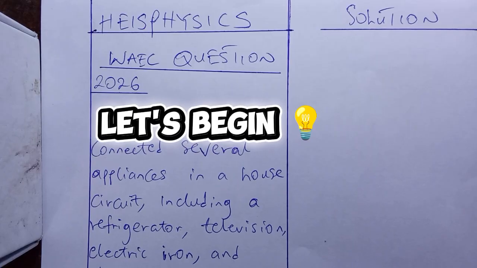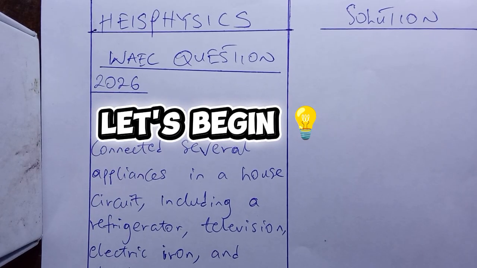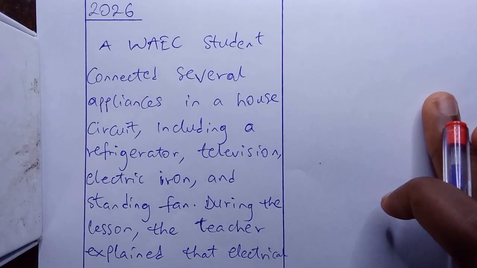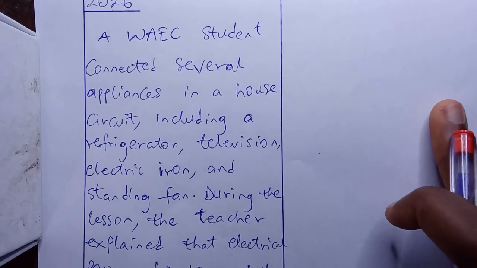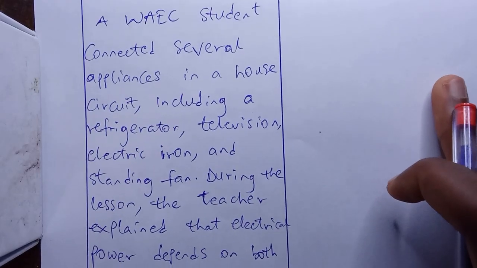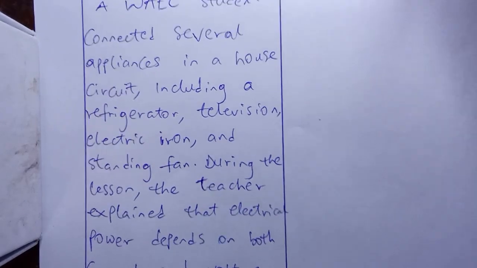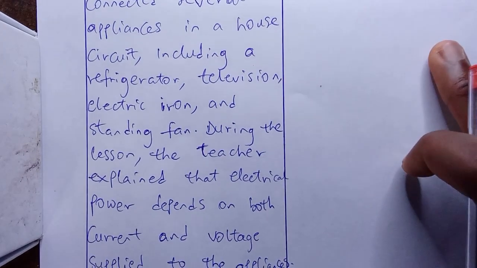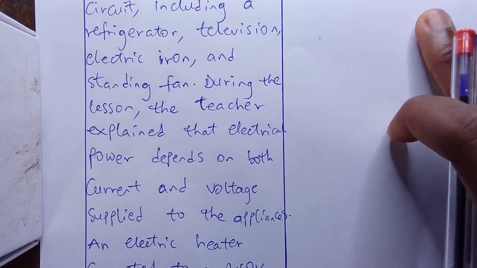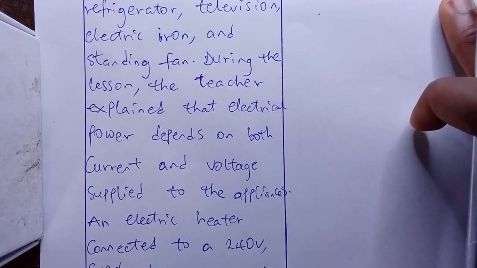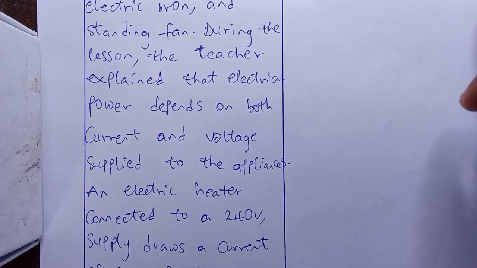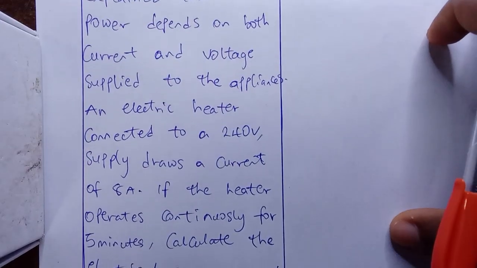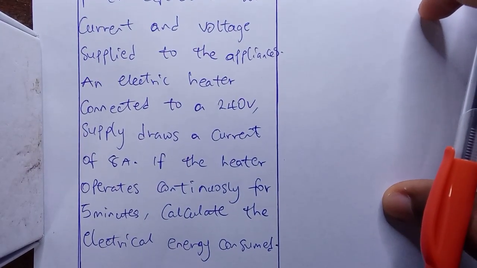Let's start together. A WAEC student connected several appliances in a house circuit, including a refrigerator, television, electric iron, and standing fan. During the lesson, the teacher explained that electric power depends on both current and voltage supplied to the appliances. An electric heater connected to a 240 volt supply draws a current of 8 ampere. If the heater operates continuously for 5 minutes, calculate the electric energy consumed.